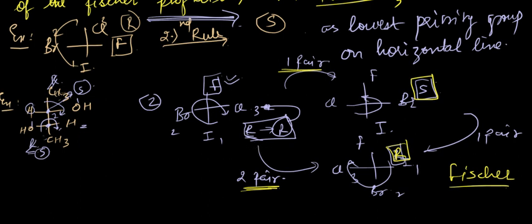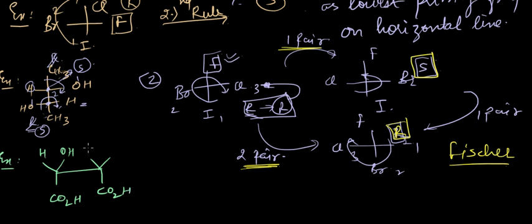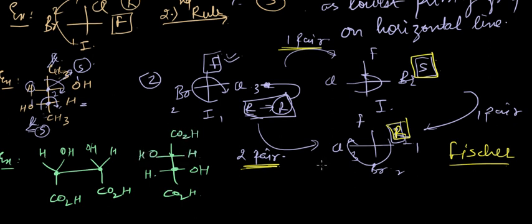So now before ending this lecture, let's look at 2-3 more examples. This is a sawhorse projection, and you have to draw the Fischer projection from this sawhorse projection. So the Fischer projection would have CO2H here. For this carbon, we have this carbon analogous, so OH is on the right, H is on the left, and for this carbon, as you can see, CO2H, OH on the right and OH on the left and H on the right.